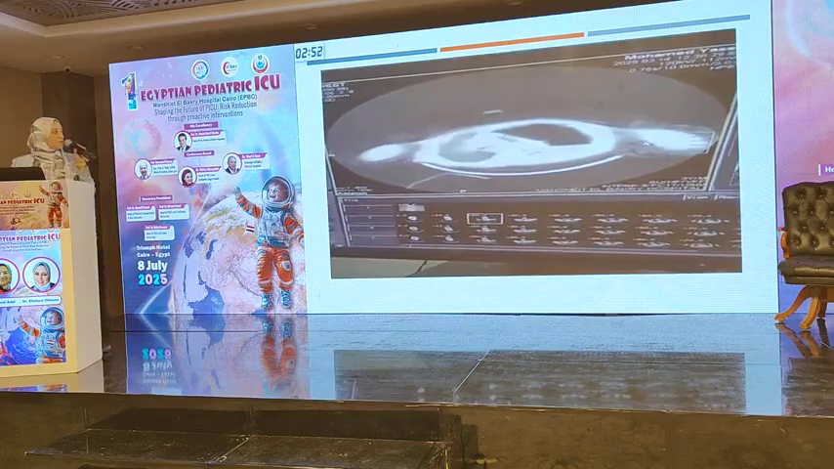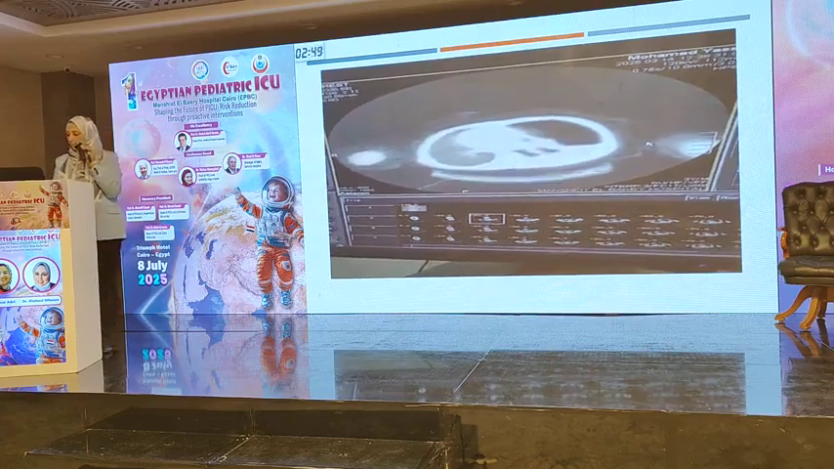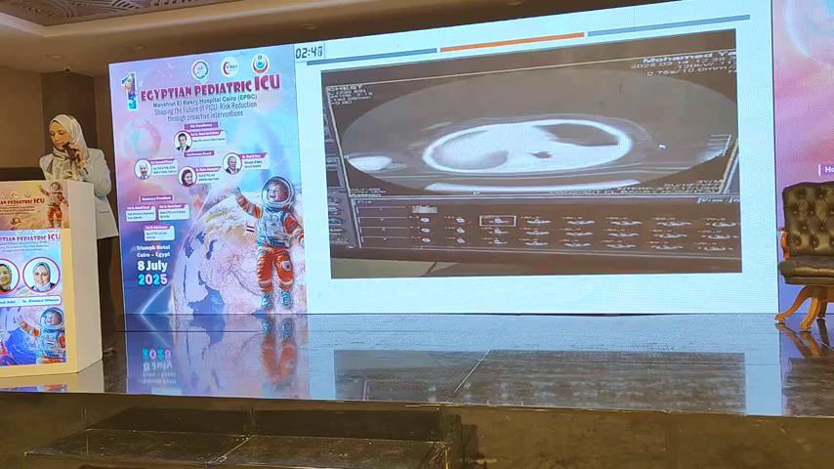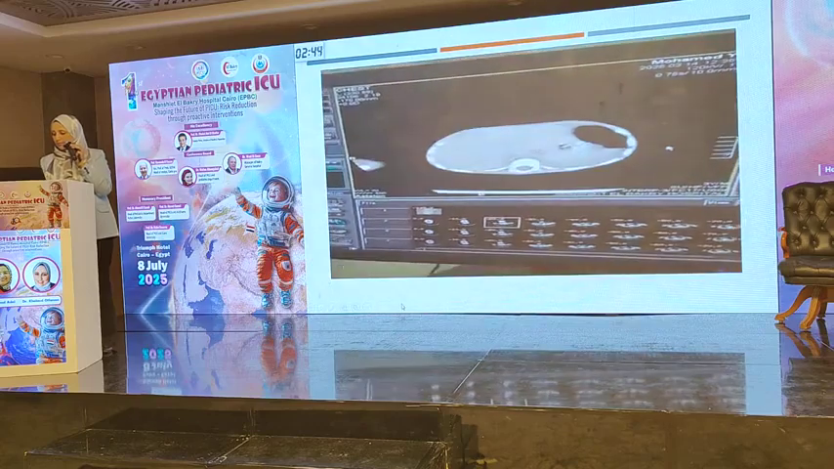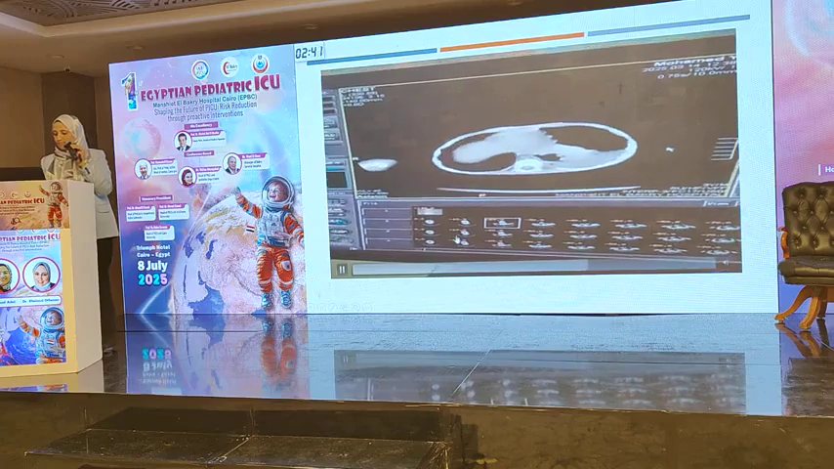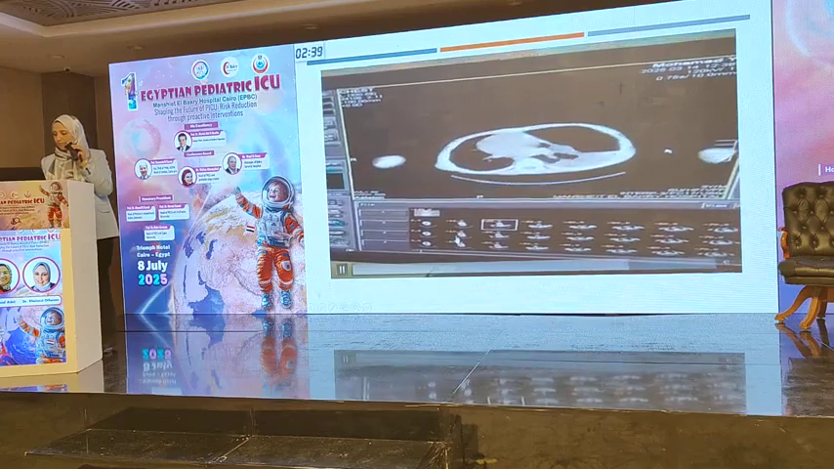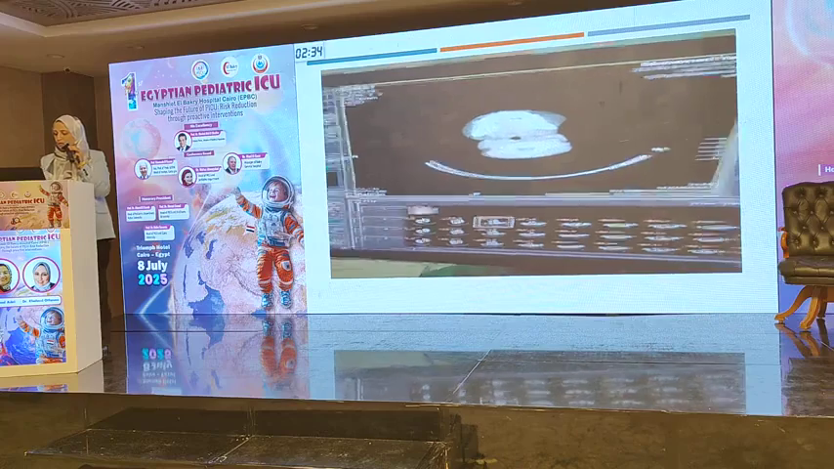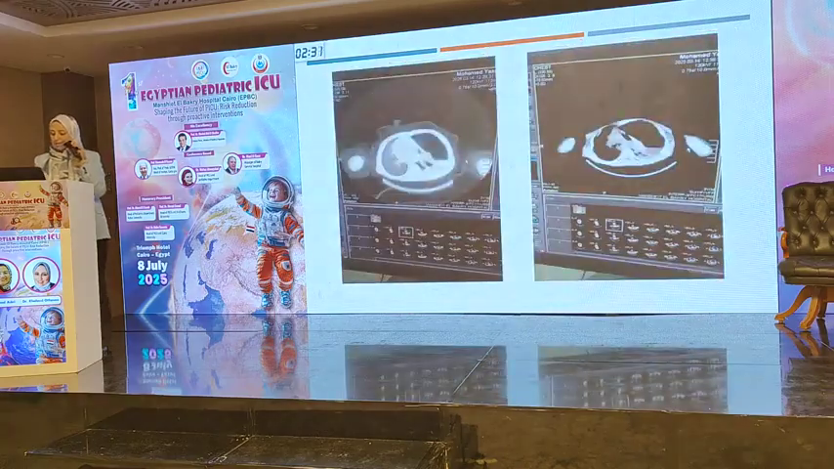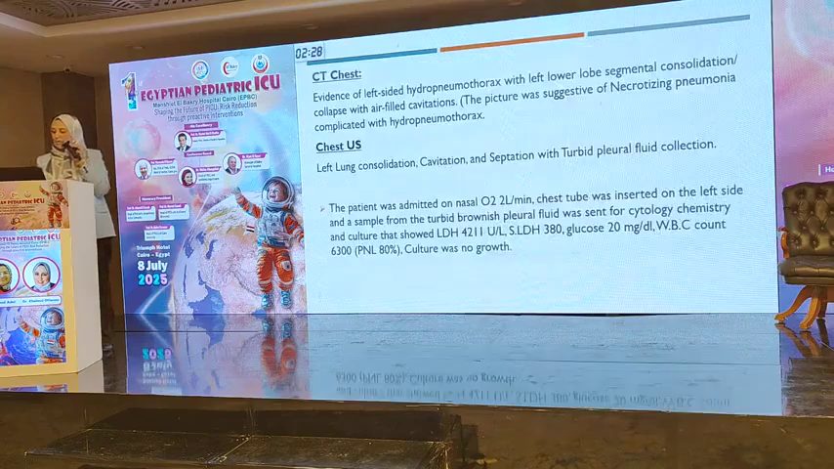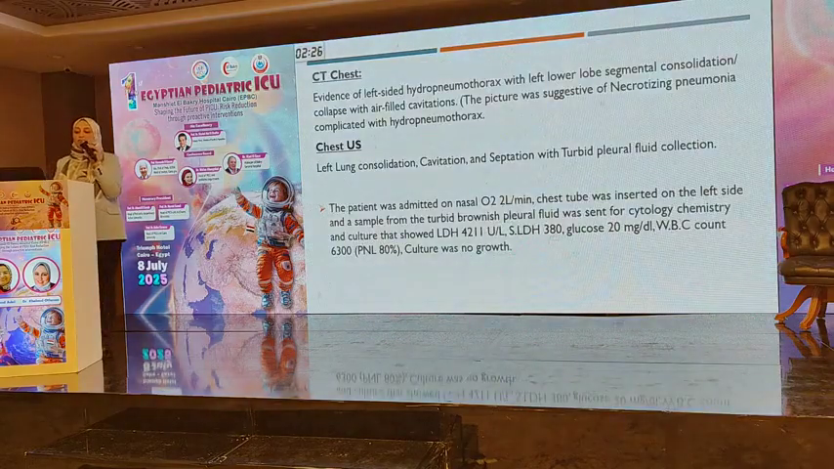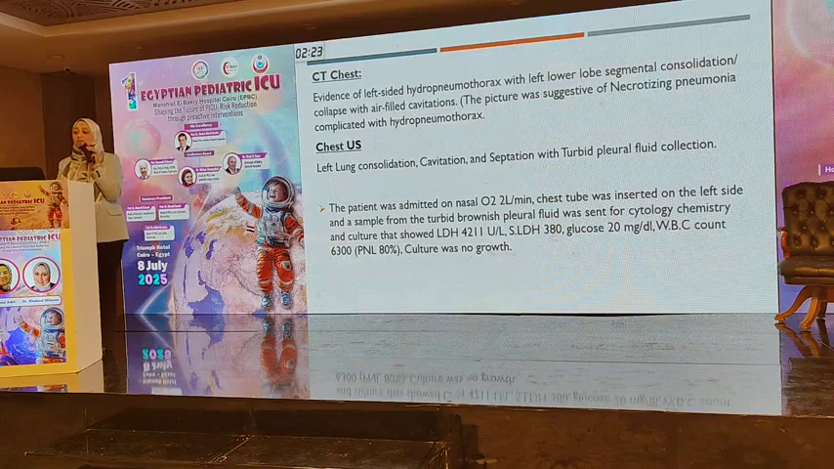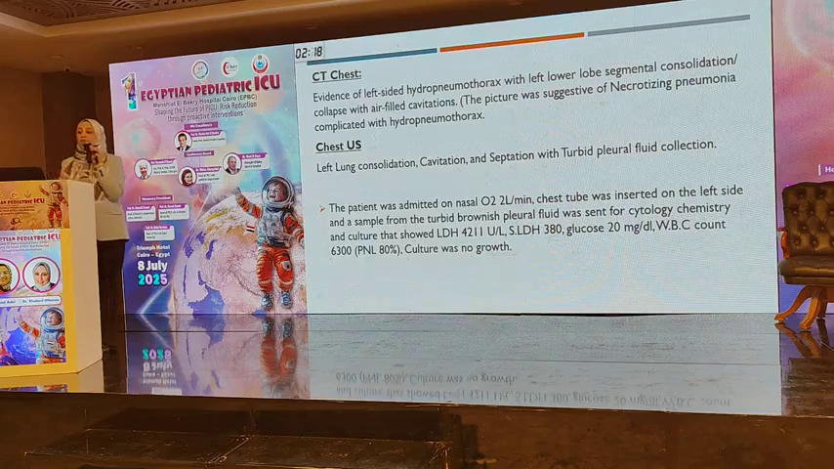Left sided hydropneumothorax. Again, sections from the CT showing left sided hydropneumothorax. CT chest showed evidence of left sided hydropneumothorax with left lower lobe segmental consolidation and collapse. The picture was suggestive of necrotizing pneumonia complicated with hydropneumothorax.